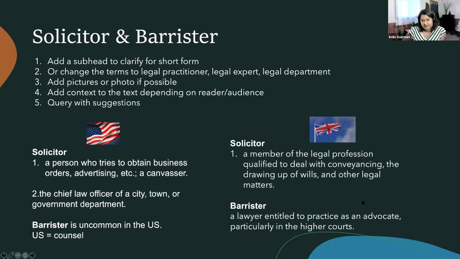So in the UK, a solicitor is a member of a legal profession. So they deal with drawing up wills and other legal matters. Barrister seems to be a certain type of lawyer who practices as an advocate, particularly in the higher courts. I mean, we would still kind of call it a lawyer here in the US, or counsel. So those are things you want to think of, where there is potential confusion.